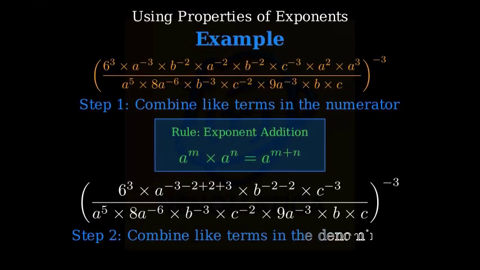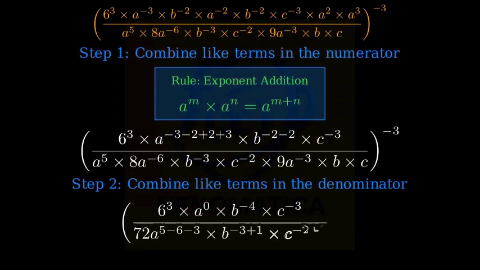Next, let's combine like terms in the denominator. We have a to the 5th, 8 times a to the negative 6th, and 9 times a to the negative 3rd. When combining the terms, we get a to the power of 5 plus negative 6 plus negative 3. We also need to combine the coefficients. 8 times 9 is 72, so we get 72 times a to the negative 4th.